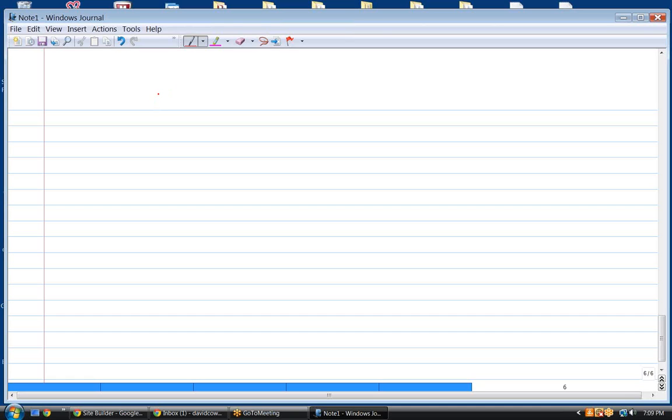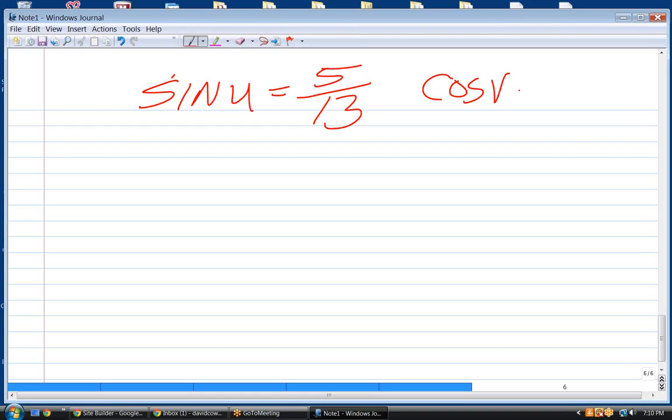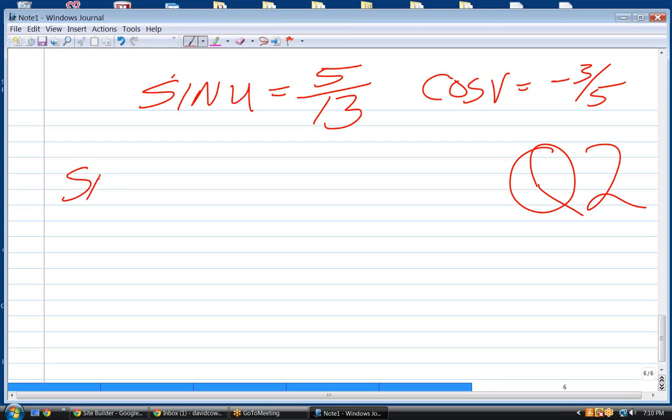All right, so this is given that sine of u equals 5/13, and cosine of v equals negative 3/5, and both u and v are in quadrant 2. It says find the exact value of the trigonometric function, and it's sine of u plus v.